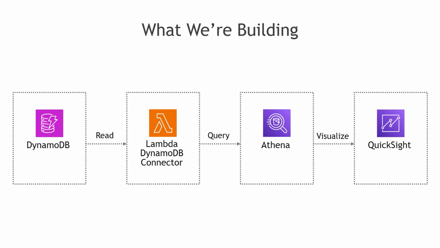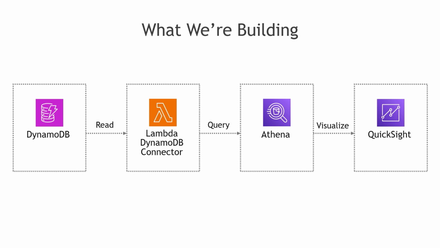You don't need to write any custom code here. There's a pre-built Lambda function that basically translates the SQL queries from Athena into DynamoDB API calls. Because remember, DynamoDB is a NoSQL database, so the standard SQL queries that you write in Athena are not going to work directly with DynamoDB. So this connector is kind of the magic that makes all of this work.